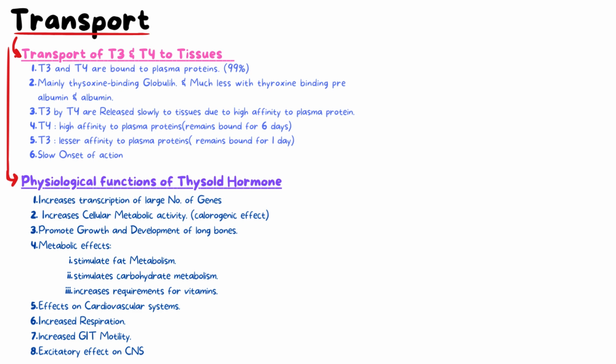The thyroid hormone also has several effects on the cardiovascular system. These include increased blood flow and cardiac output, increased heart rate, increased heart strength. The thyroid hormone also increases the rate of respiration, as well as GIT motility. And lastly, it has an excitatory effect on the CNS.